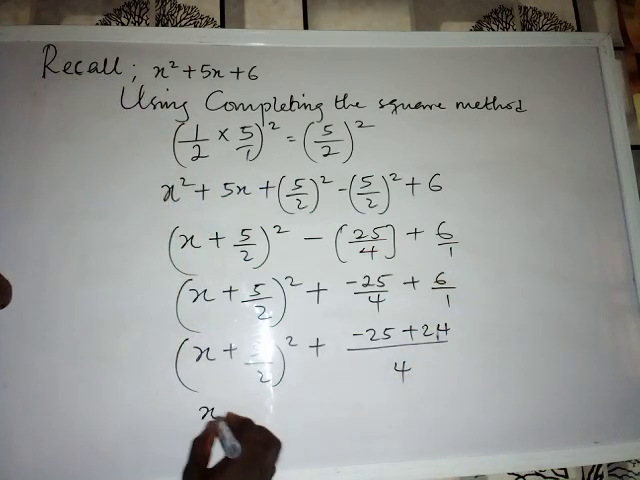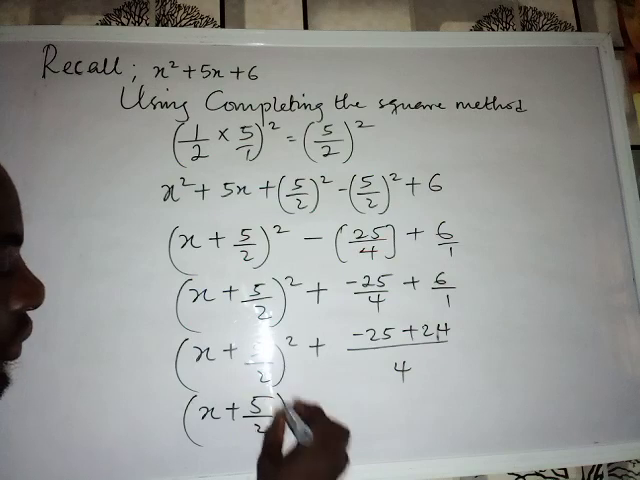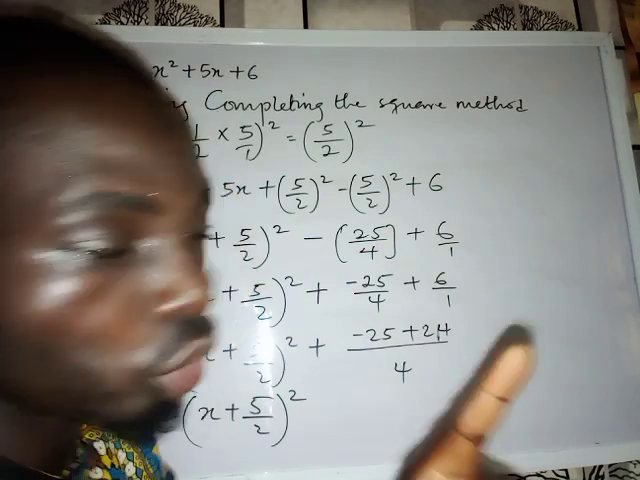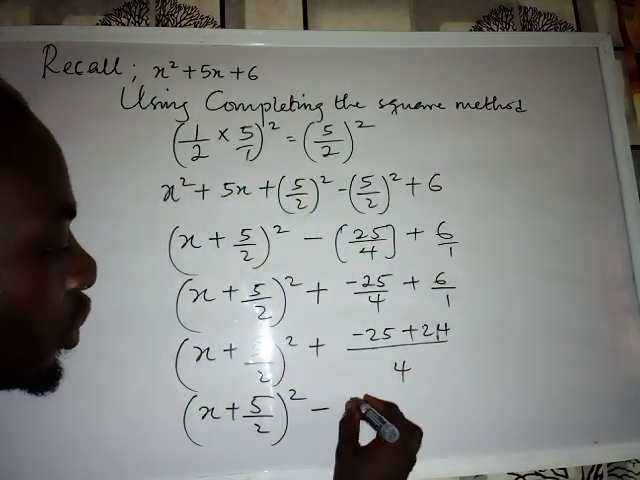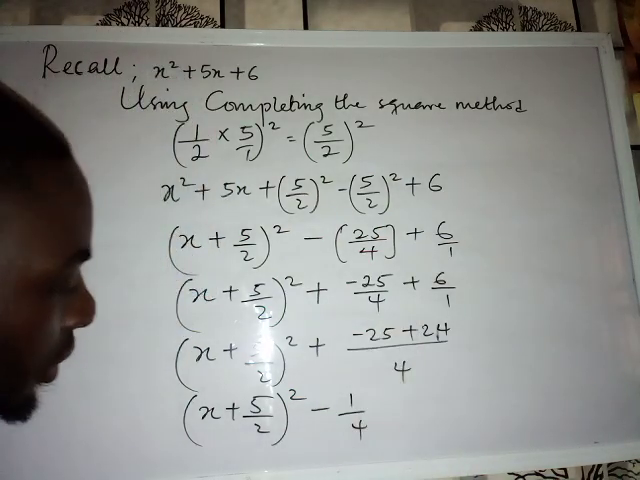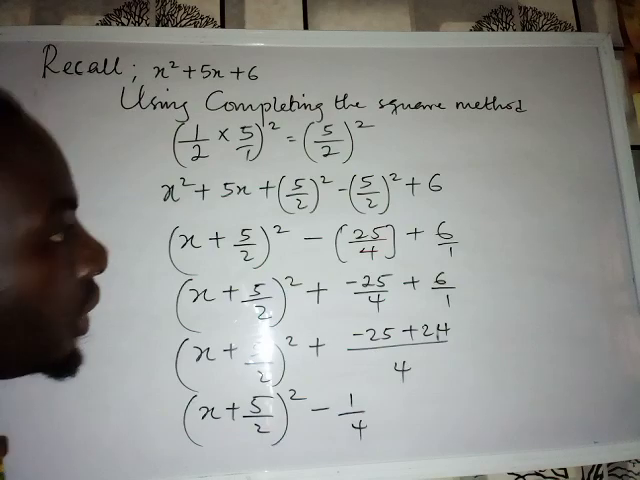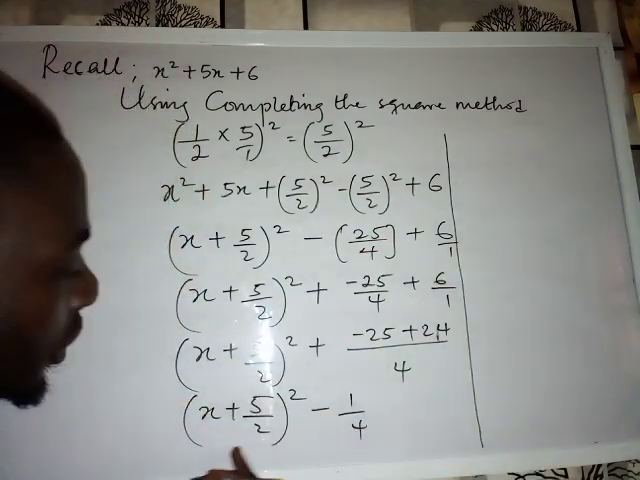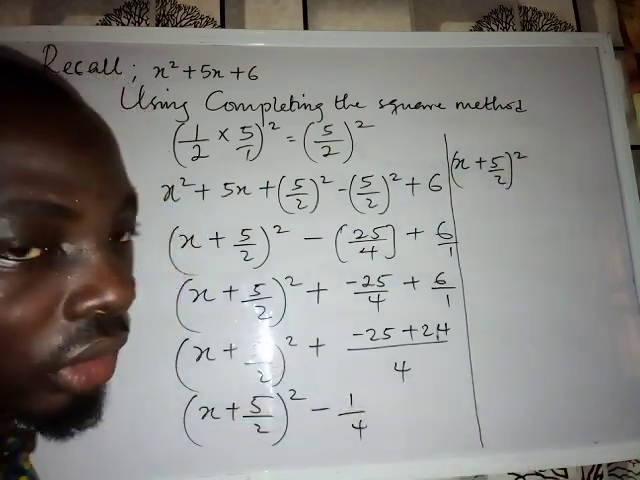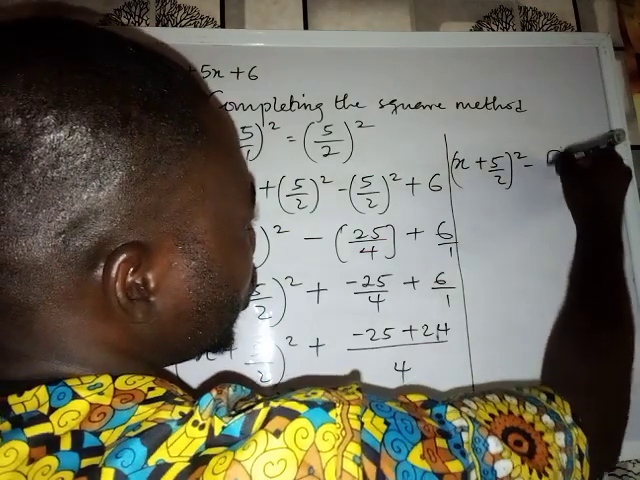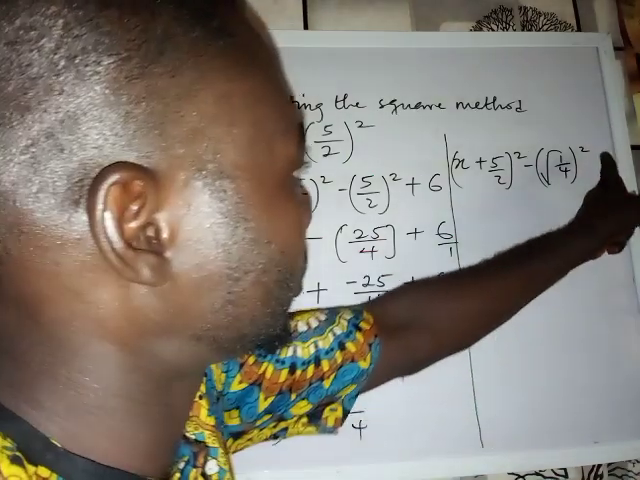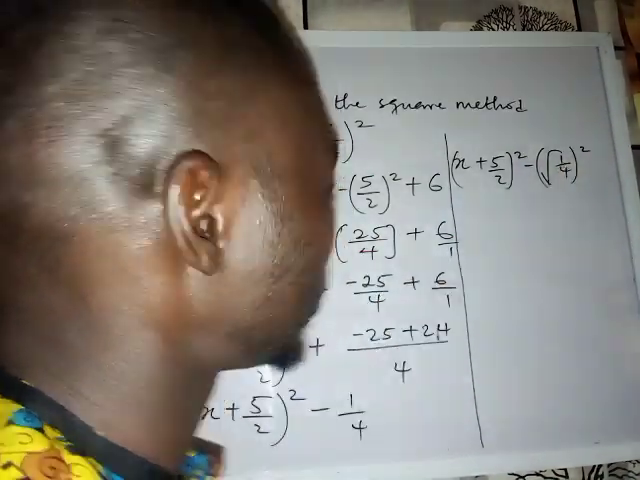So I then have (x plus 5 over 2) all squared, then minus 25 plus 24, that's minus 1, so that gives minus 1 over 4. Now I have to make this a difference of two squares, and that can be done here. First of all, I have (x plus 5 over 2) all squared. Another way of writing this is minus (the square root of 1 over 4) all squared. If I put these two, the square will cancel the square root, and I have this back.